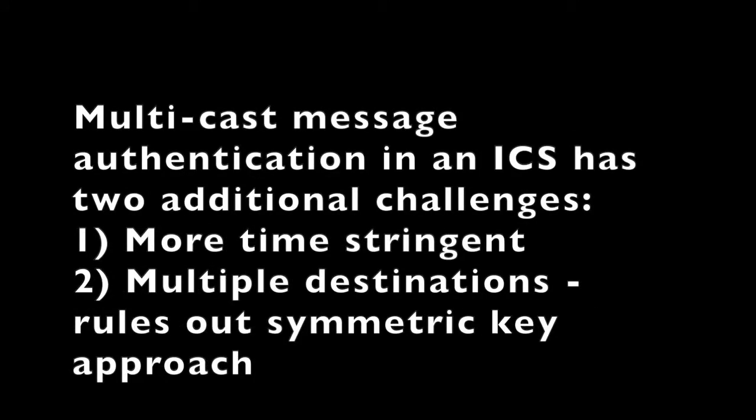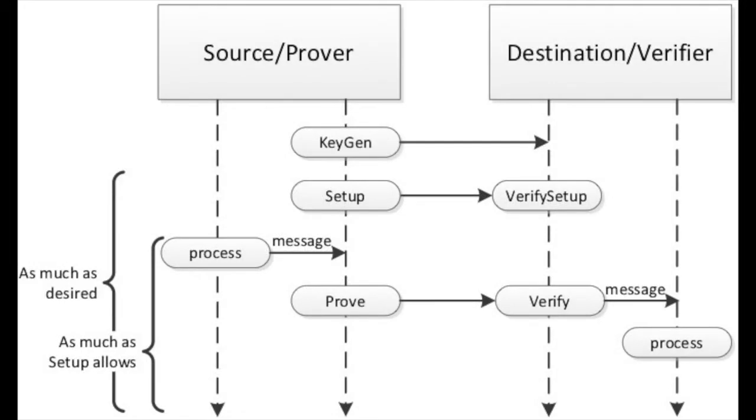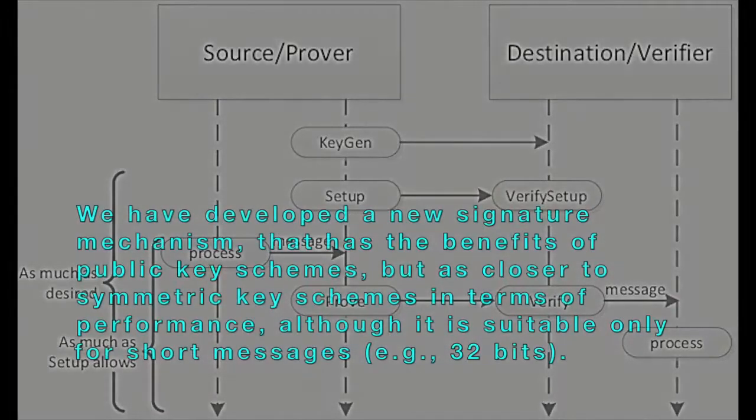Multicast message authentication in an ICS has two additional challenges: more stringent time requirements and multiple destinations, which rules out a symmetric key approach. We have developed a new signature mechanism that has the benefits of public key schemes, but is closer to symmetric key schemes in terms of performance, although it is suitable only for short messages.